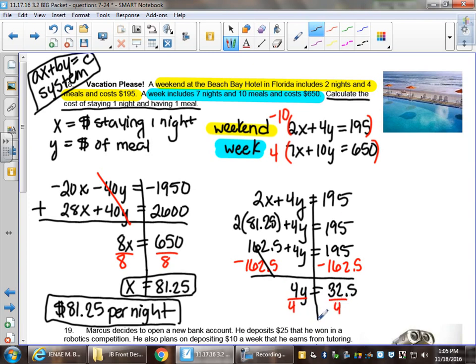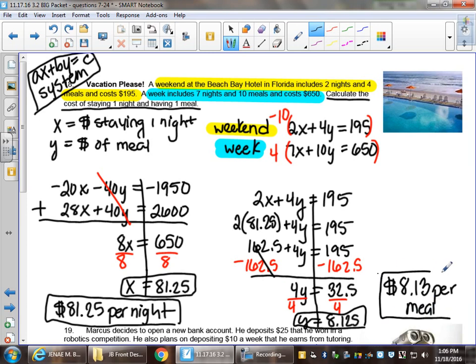That gets us y equals 8.125. With money, we usually round to 2 decimal places. So for our real world meaning, $8.13 per meal. We have successfully calculated the cost of staying 1 night and 1 meal.